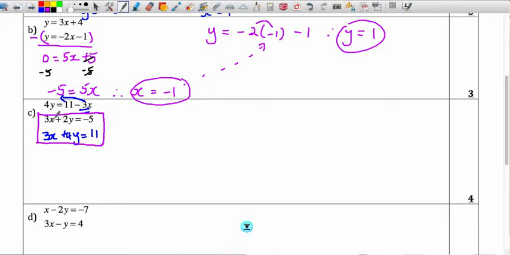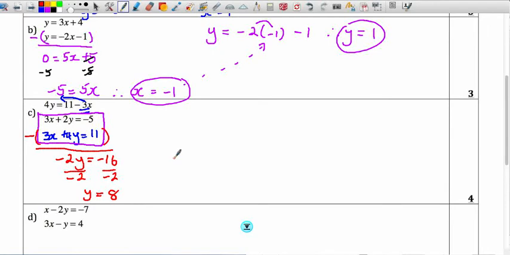Now I'm going to focus on these two equations here, and you can see the x's already align. They have the same coefficient, so I'm going to subtract the two equations. 3x minus 3x will cancel. 2y minus positive 4y leaves me with minus 2y. Minus 5 minus 11 is going to leave me with minus 16. Divide both sides by minus 2, and I have my y value, which is 8.